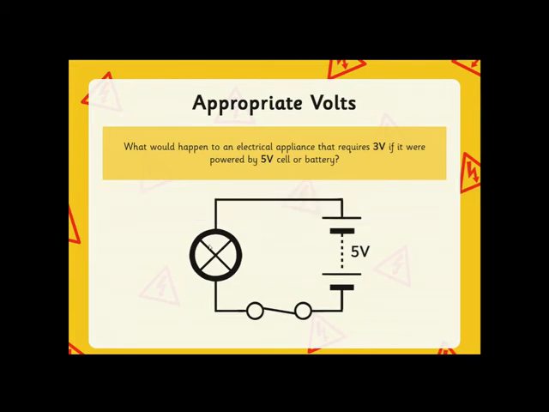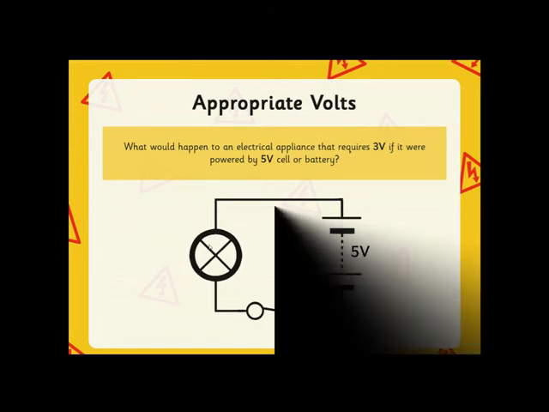What would happen to an electric appliance that requires 3 volt if it were powered by a 5 volt cell or battery? What do you think would happen? Write your answer down now.